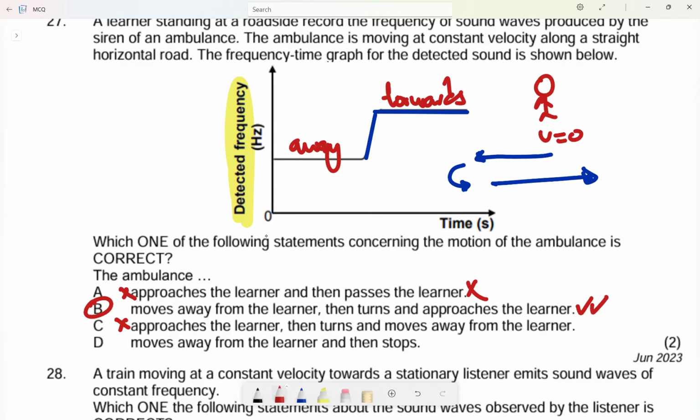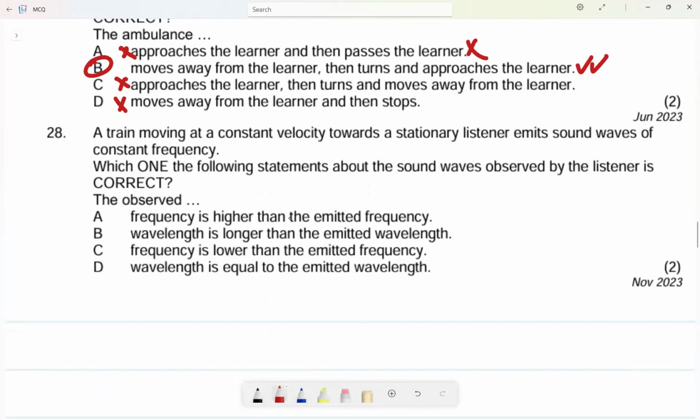D says, moves away from the learner and then stops. If it moves away from the learner and then stops, it means our graph should change a little bit, then become constant. But I don't know, there's no way. D, no. For me, this is not an answer. The answer for me is B.